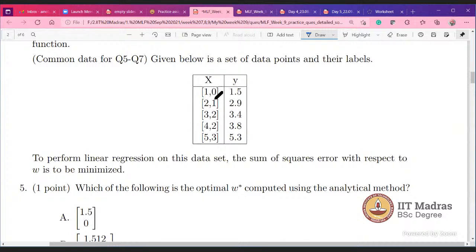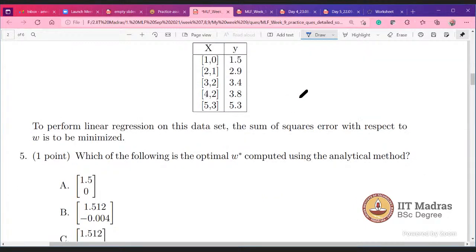In weighted least squares, the only change is that we add a column of ones, because we have only one data point, x and y. Here x is x1 and x2, we have two values, so you don't need to add the column of ones here.